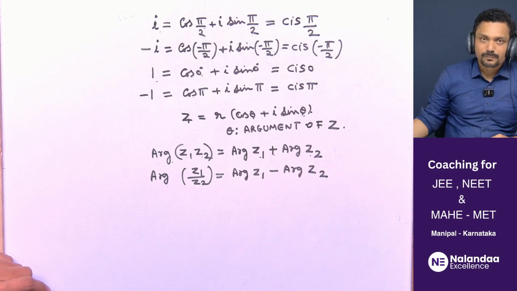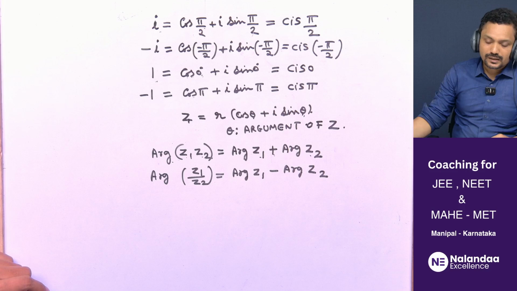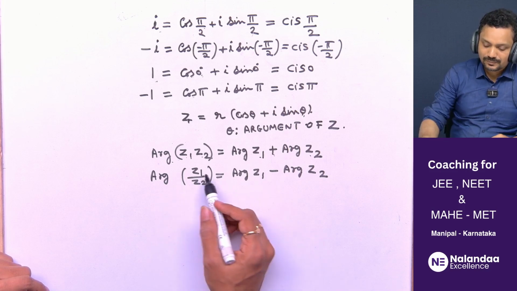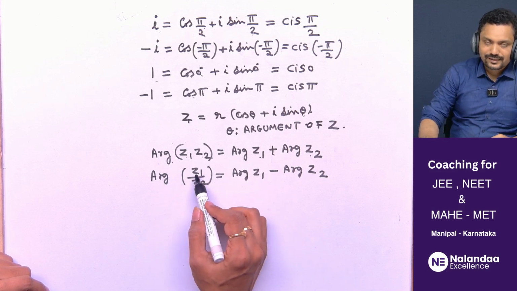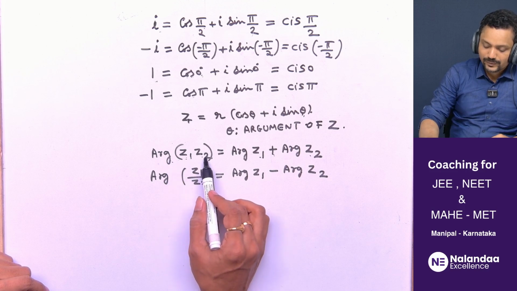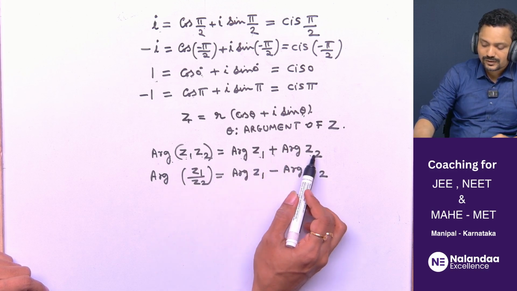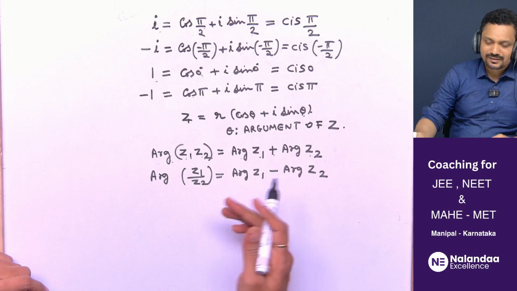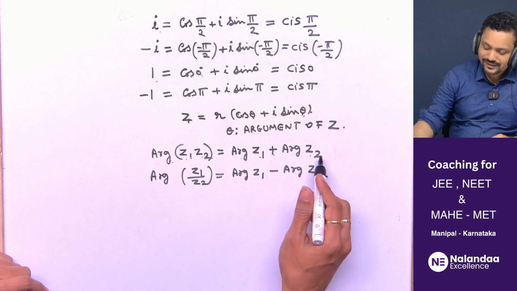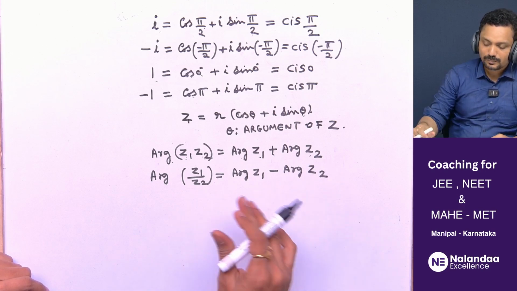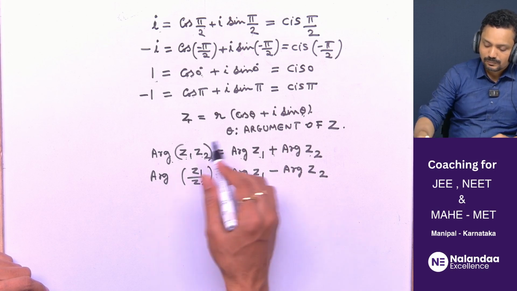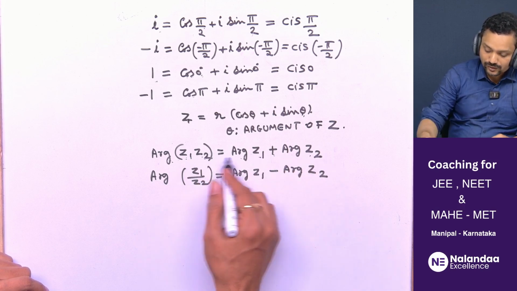If you know the properties of logarithm, I don't know whether you have studied them, argument acts like log. Log of m into n is log m plus log n. You might have used it in some physics or other topics. Later I will also take up a small part of logarithm.